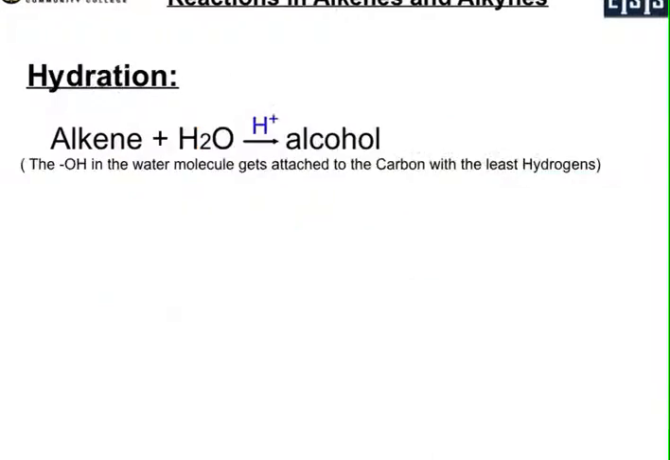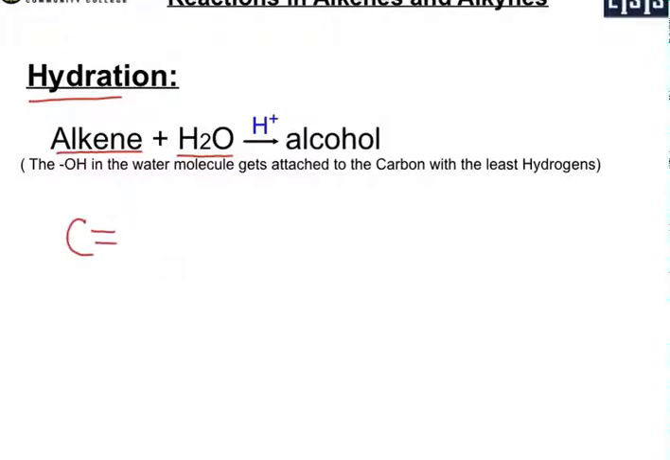And then finally, the last reaction we're going to learn about is hydration. Again, this does only work with alkenes. The name gives you the hint, hydration. So it starts with hydrate. Hydrate means to add water. And so in this reaction, you're going to start with an alkene and you're going to react it with water.